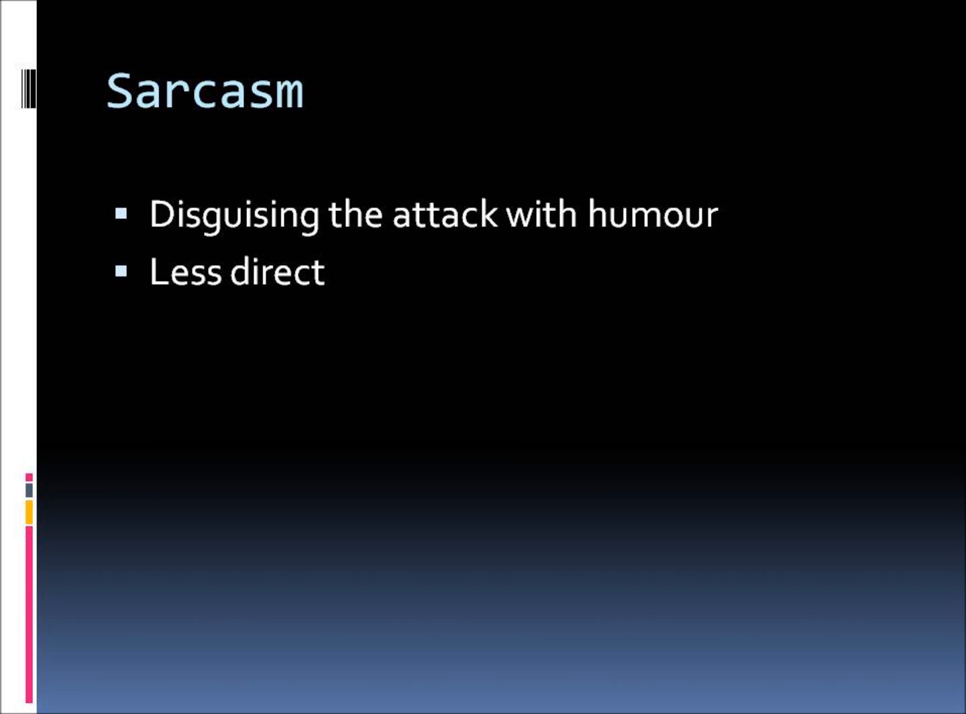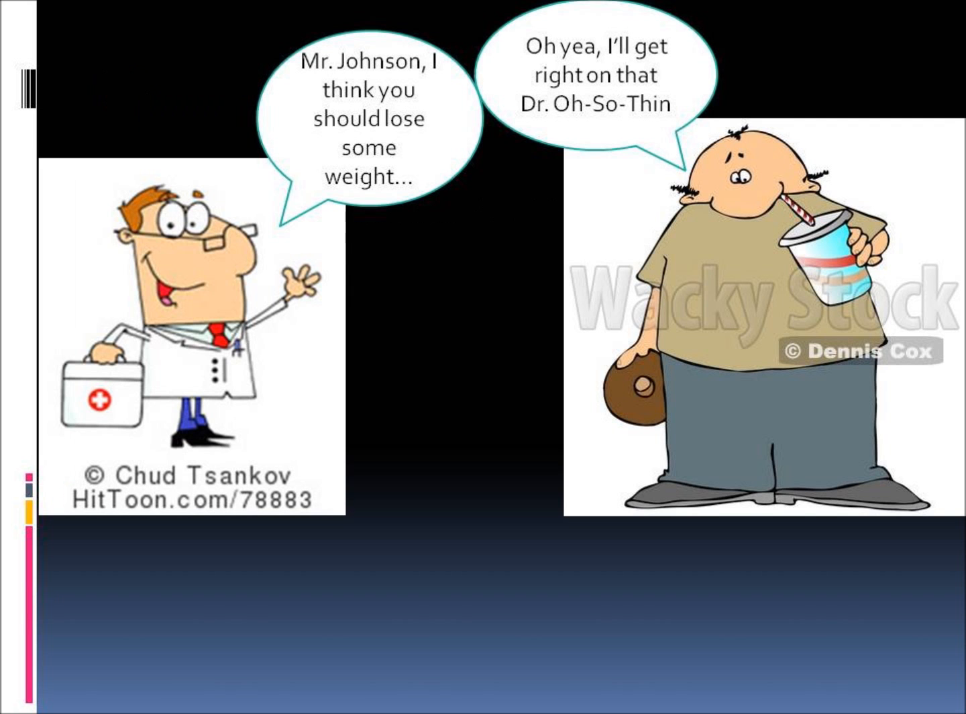The second way of attacking the critic is sarcasm. This is where the speaker disguises the attack with humor, for example, sarcastic remarks. This is a less direct form of aggression. An example of sarcasm in health sciences is when a chubby healthcare professional tells a chubby patient to lose weight. The patient usually says some sarcastic remark back to the doctor saying that he should lose some weight too.